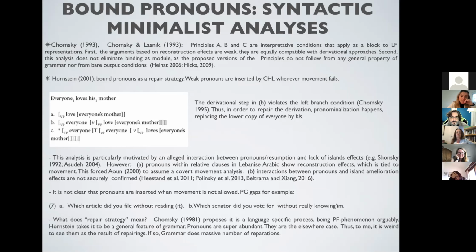So it's not clear either that pronouns are inserted when movement is not allowed. Take parasitic gaps, for example. Which article did you file without reading? But you can either have a gap formed by sideward movement or by an operator, or you can have a pronoun. And this pronoun can clearly be a weak pronoun. Which senator did you vote for without really knowing him?